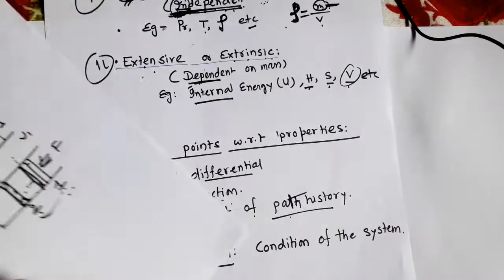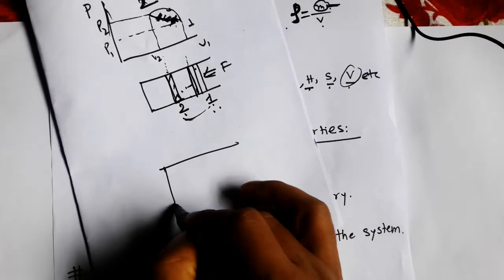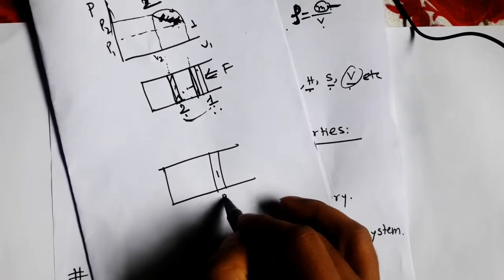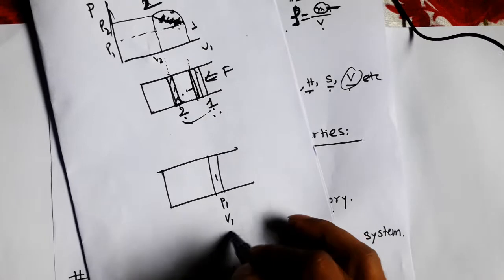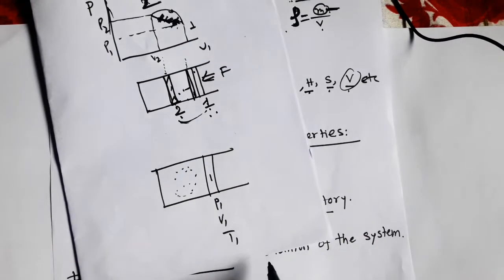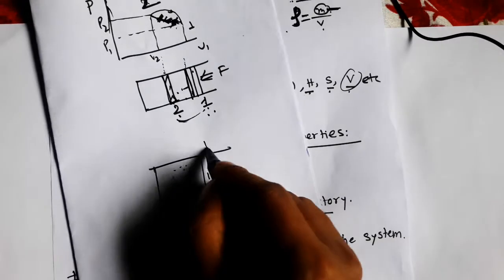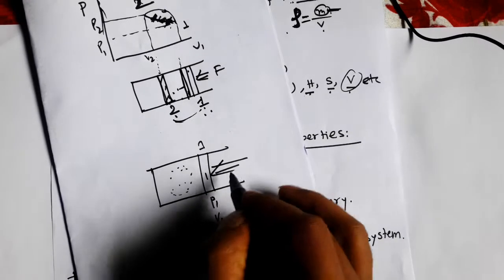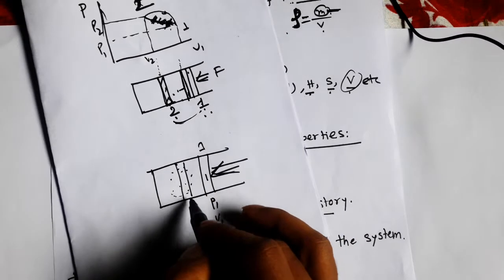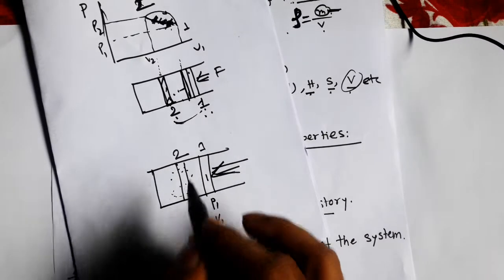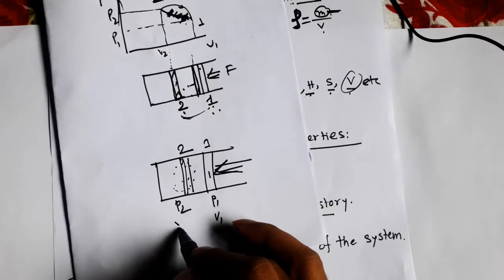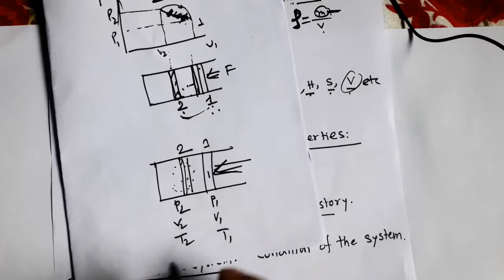Okay, I am drawing this one. This is a cylinder piston arrangement. At state 1, pressure is P1, volume is V1, temperature is T1. Suppose inside the cylinder gas is there. Now what happened? I have pushed the piston. So what will happen actually? The gas will be compressed. So at position 2, suppose pressure is P2, volume is V2 and temperature is T2.